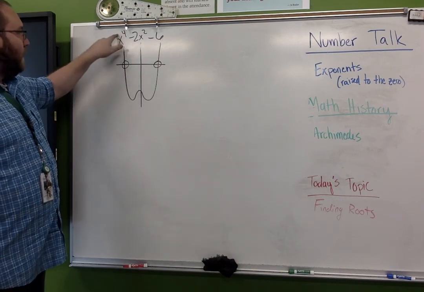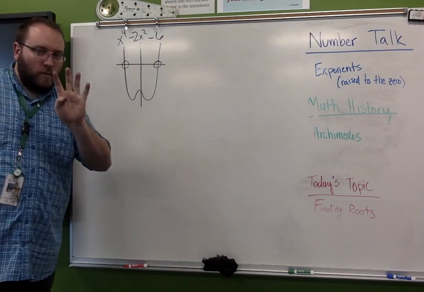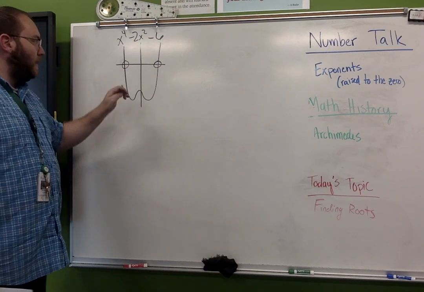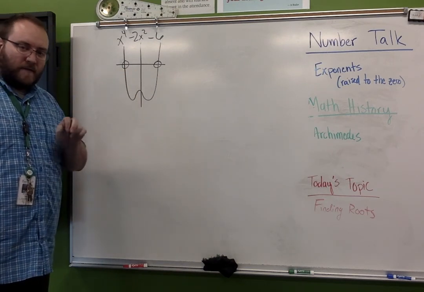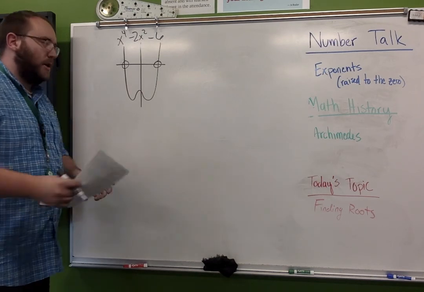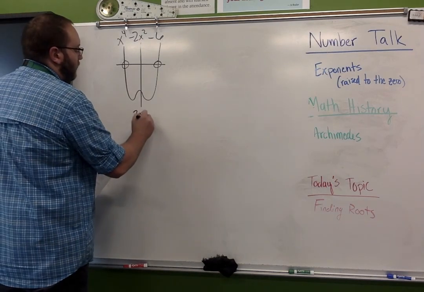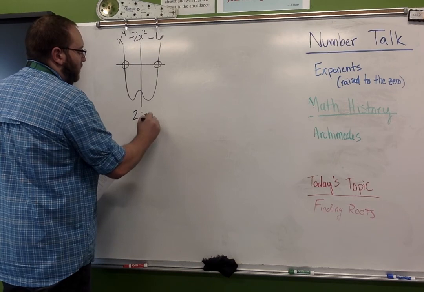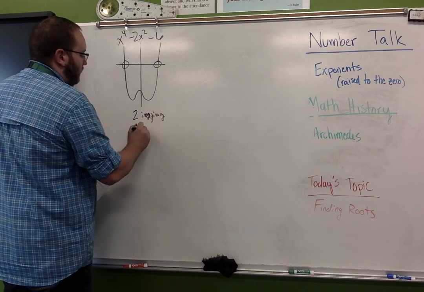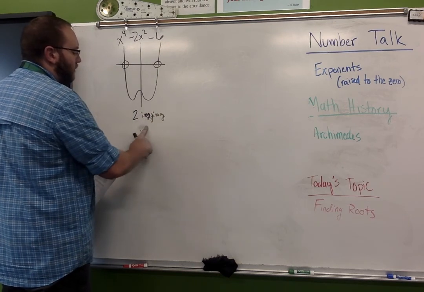Right? It's to the 4th power. We know we should have 4 roots. But only 2 of them show up on the graph, so that means the other 2 have to be imaginary. So here we have 2 imaginary solutions. Actually, I'll write roots.